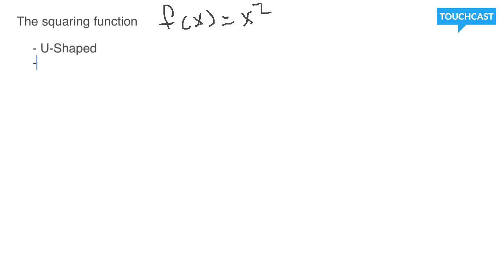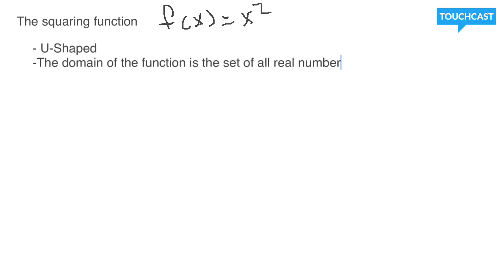We also want to talk about the domain. And as a reminder from the last few lessons, the domain of a function is just the x values that we can put in to make this function work. And in this case, the domain of the function is the set of all real numbers. So there are absolutely no real numbers that we cannot use.